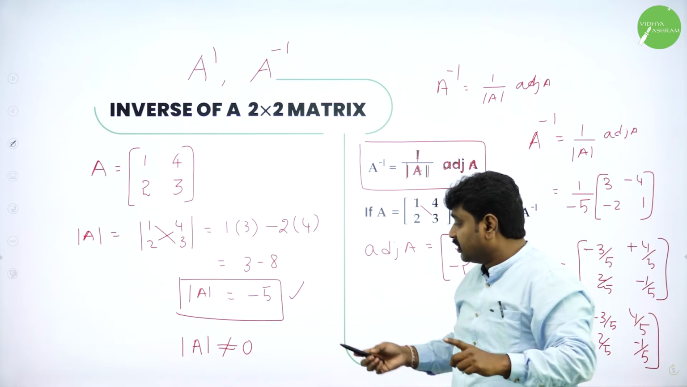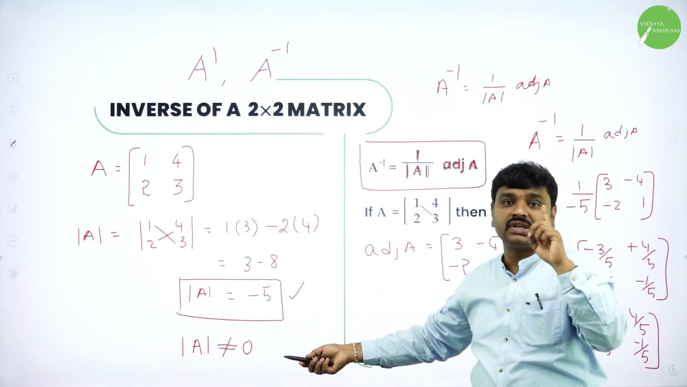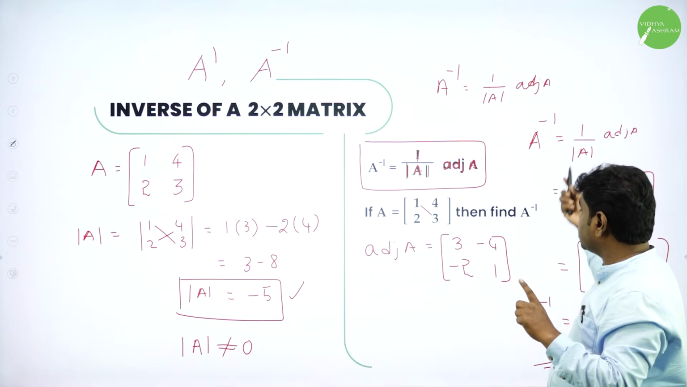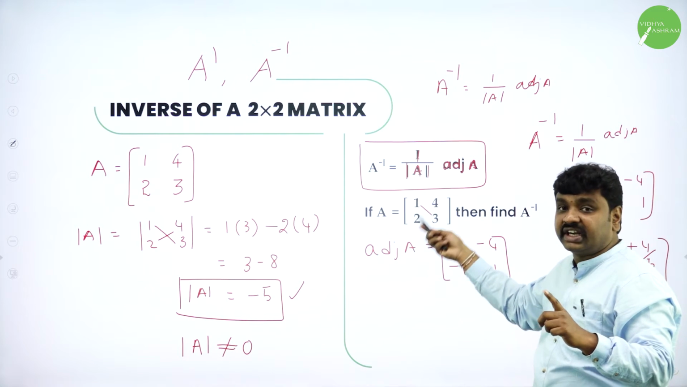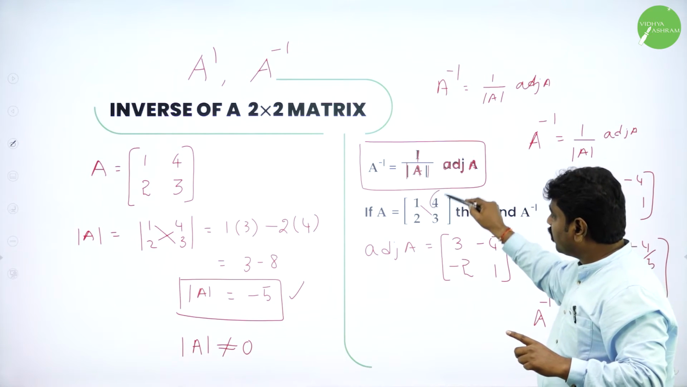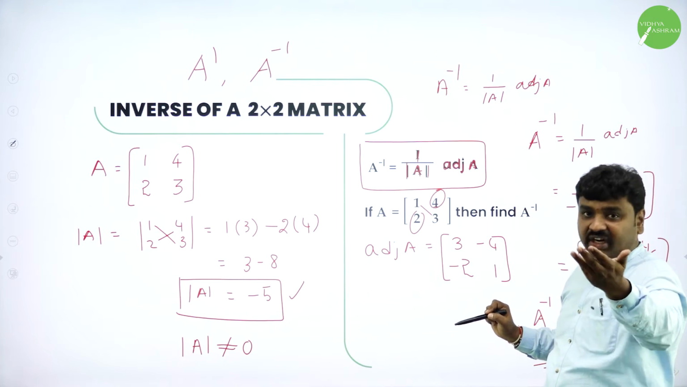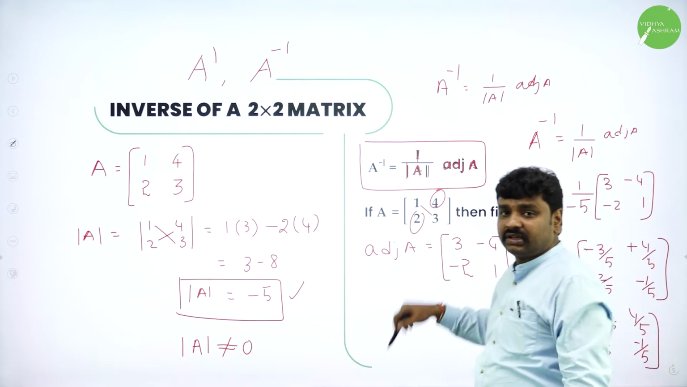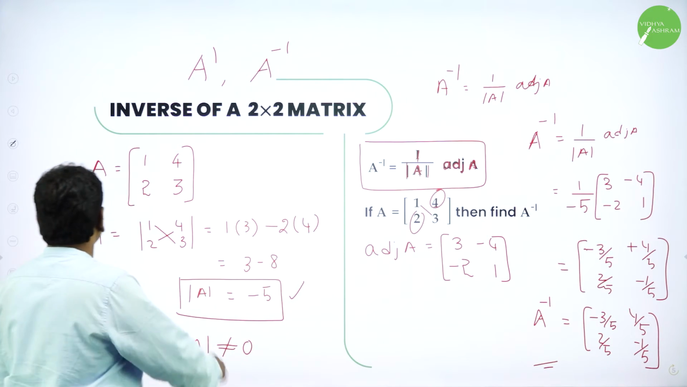What is the first step? Find determinant. Determinant should be non-zero. Then find adjoint. How to find adjoint? Interchange the principal diagonal. Change the secondary diagonal signs. Secondary diagonal 4 and 2, it will be in the same place, but only sign changes. Positive becomes negative. If it is negative, it will become positive. But primary diagonal, interchange the elements. So now we got inverse.